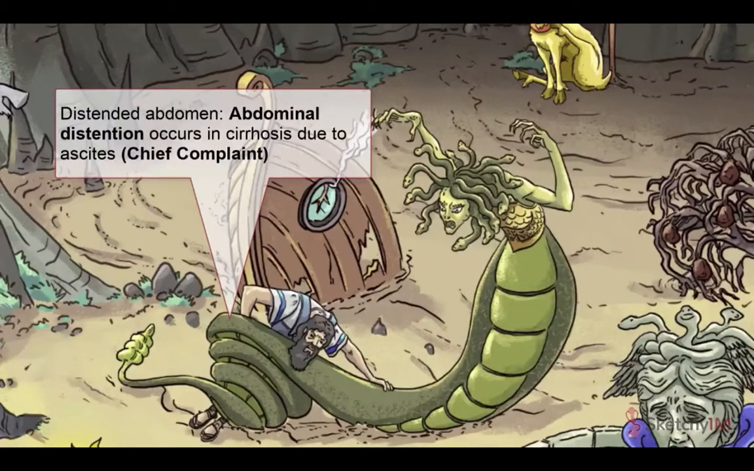In cirrhosis, ascites is caused by two synergistic factors: increased hydrostatic pressure from portal hypertension pushing fluid out of the vasculature, and decreased oncotic pressure from impaired albumin synthesis pulling fluid into the peritoneum. Patients may report abdominal distension or fullness. And in this scene, it's represented by Medusa herself, squeezing tightly onto that abdomen.